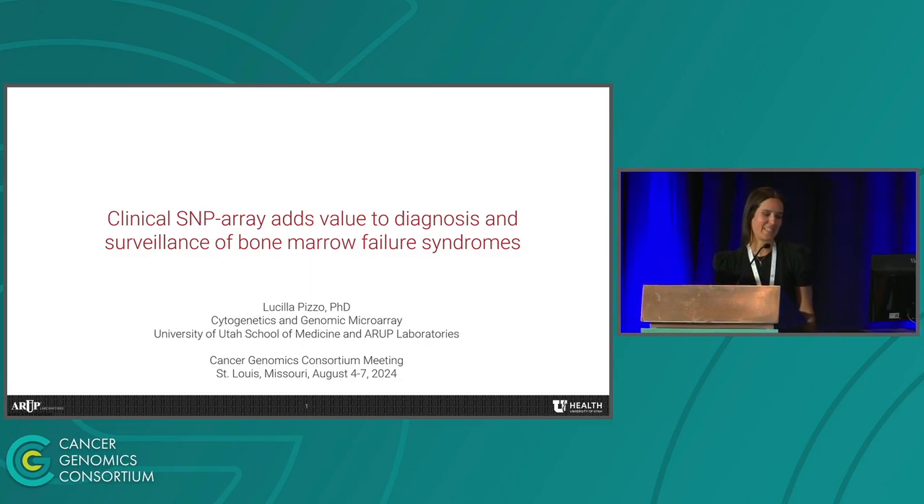Thank you, the organizing committee, for accepting our work to be presented today, and thank you all for staying to the last session. Today we wanted to talk about what we believe is a high clinical value of the use of SNP-array in the diagnosis and surveillance of inherited bone marrow failure syndromes.